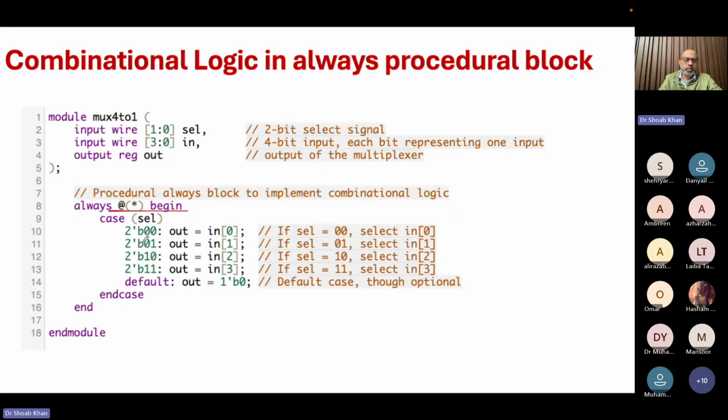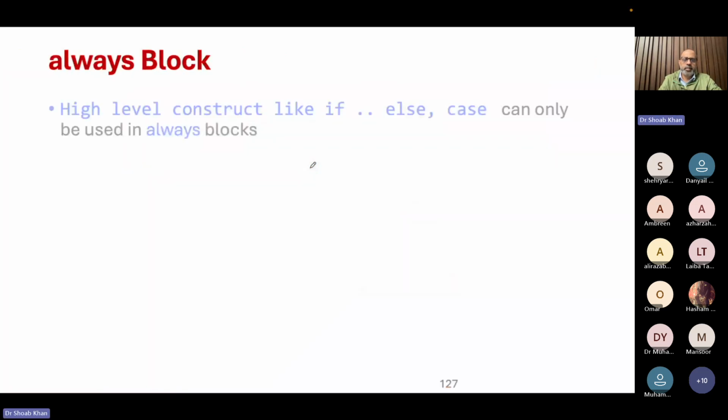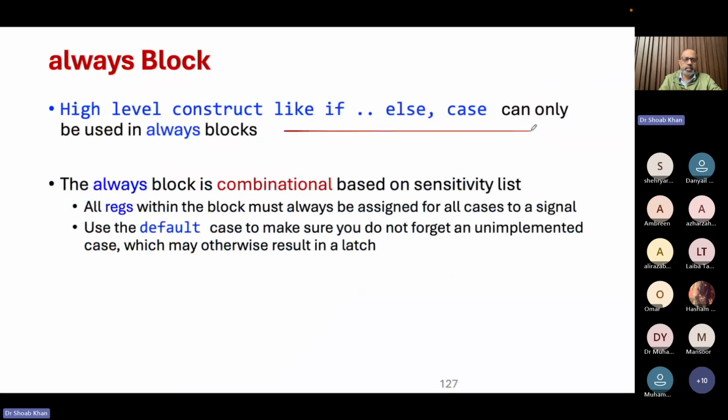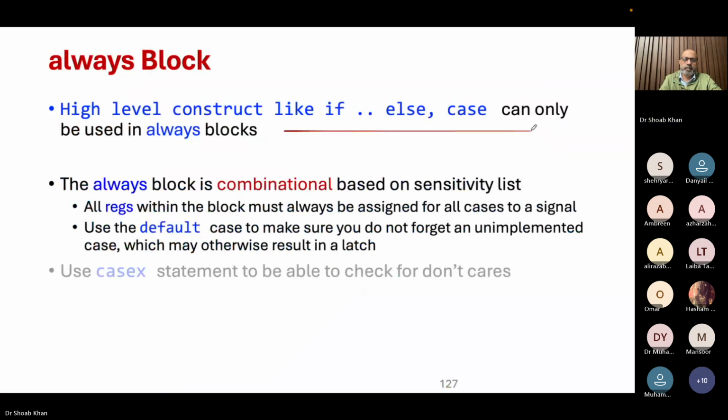Combinational logic in an always block is like this: always @ star, select and all the conditions. What happens? 0, 0, 0, 1, 1, 0, 1, 1, default. So these are the values that you generate in a case statement. All high-level language constructs will go into the always block.